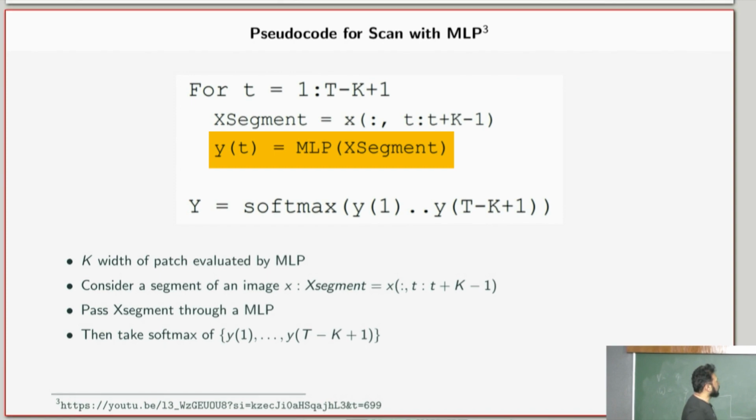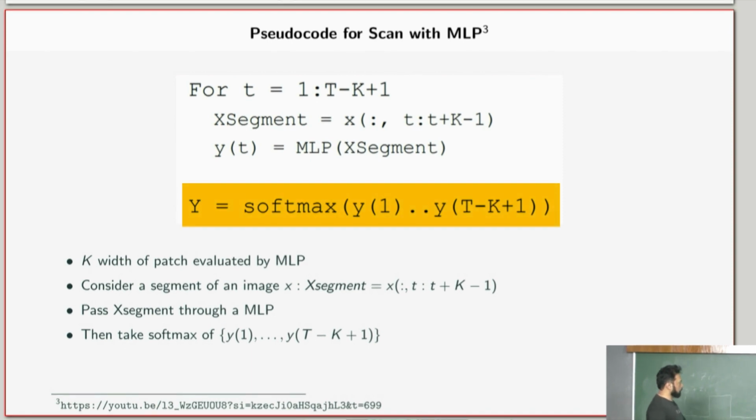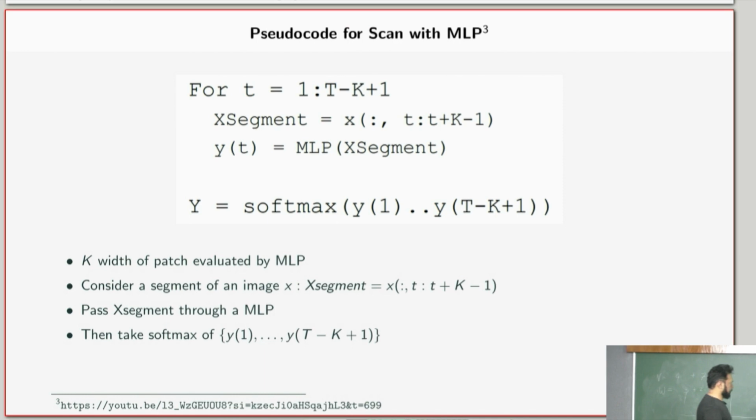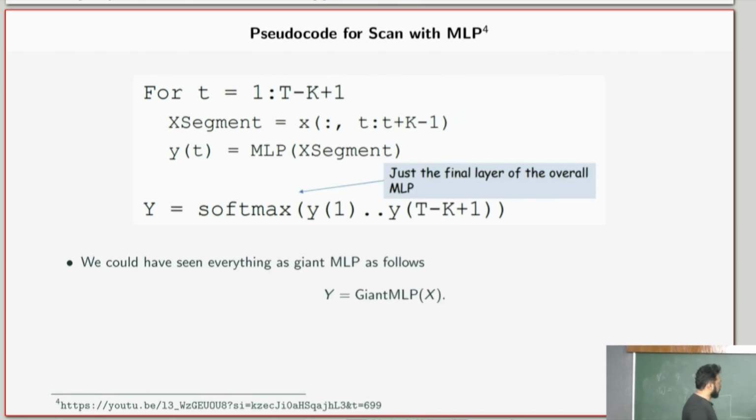Once I have extracted that segment that I'm going to scan, obviously it goes through the MLP, and let's say in this case it computes some output, or it creates some probability values out of that using softmax. So that's how we are going to decide whether the word was there or not.